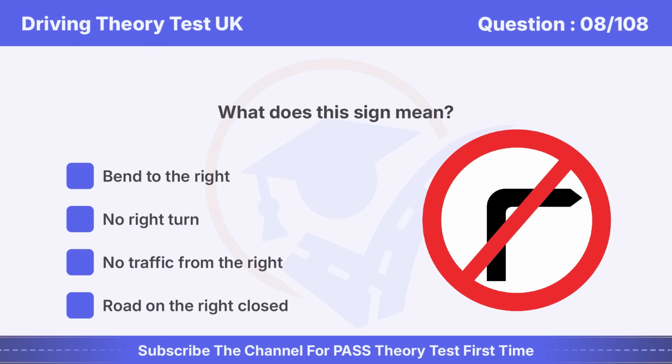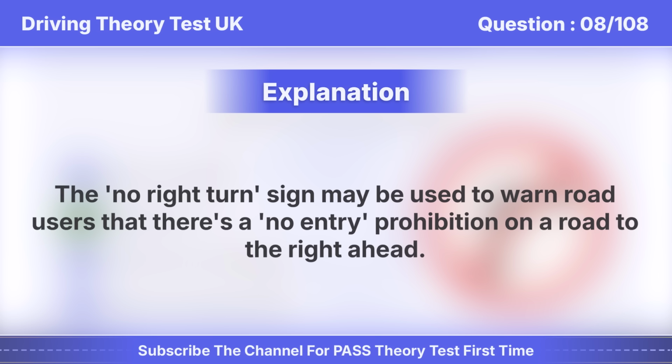Question 8. What does this sign mean? Answer is B. No right turn. The no right turn sign may be used to warn road users that there's a no entry prohibition on a road to the right ahead.